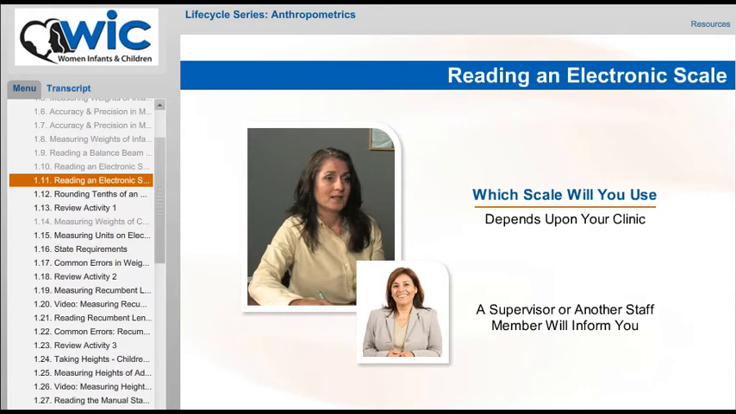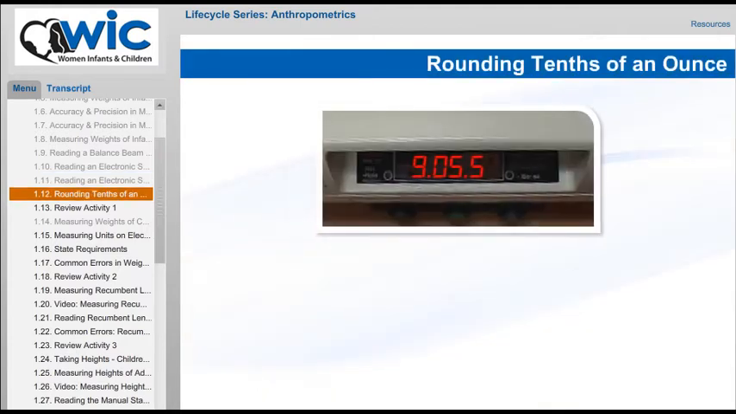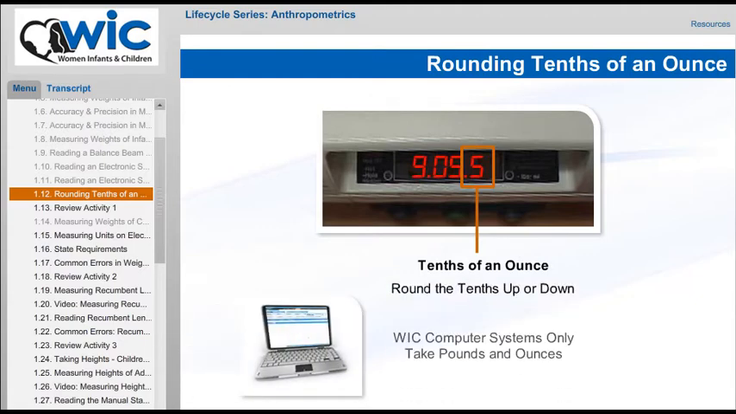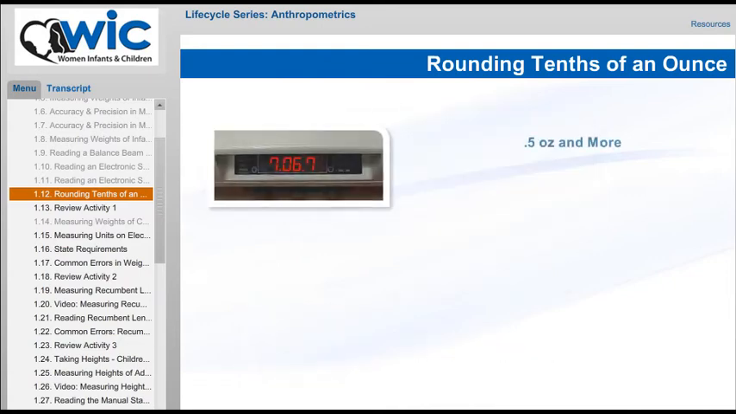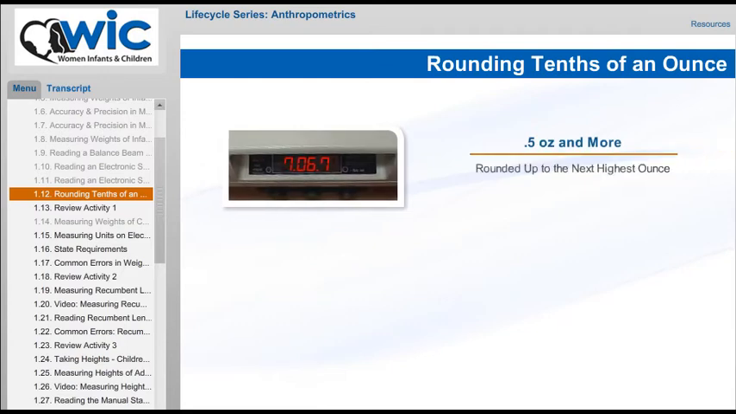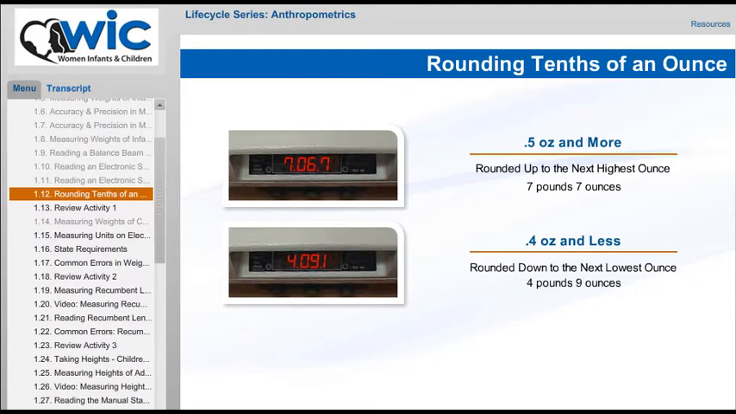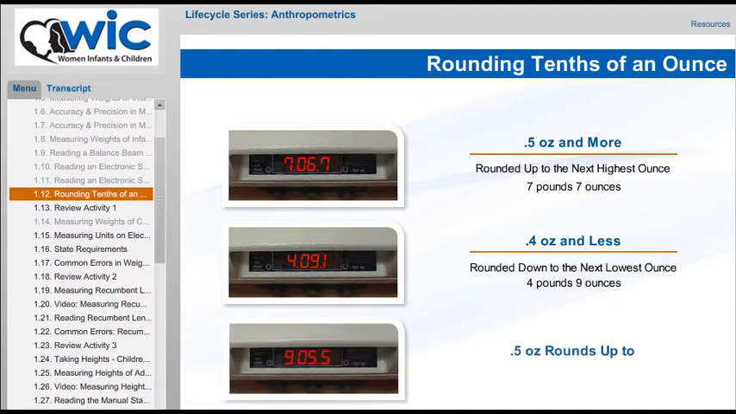Got it? Good. If you use an electronic scale that displays units in tenths of an ounce, more than likely you will need to round the tenths up or down, as many of the WIC computer systems only take pounds and ounces. You know where I'm going with this, don't you? Thought so. 5/10 of an ounce or more gets rounded up to the next highest ounce, whereas 4/10 or less gets rounded down. Generally, when rounding numbers, this is usually the case. Anything 5 or greater gets rounded up to the next highest number, whereas anything 4 or less gets rounded down.